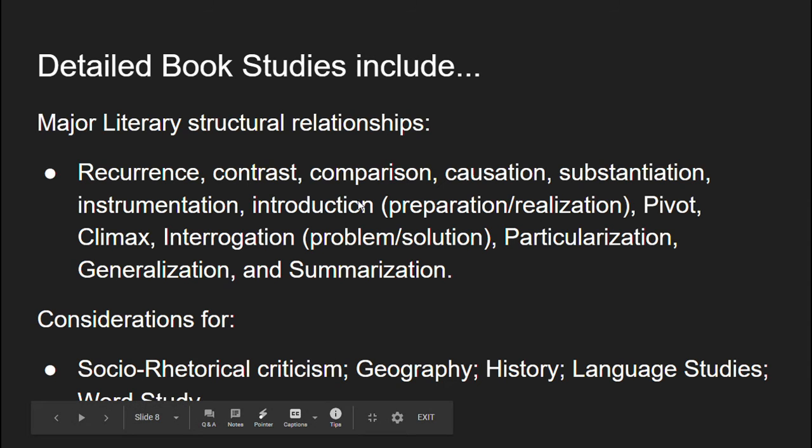Not necessarily the introduction of the book or the letter, but somewhere in the text they're preparing you for something, and then it's revealed later on. Pivot, climax. Where's the climax of the story? Where's the climax of Matthew? Is it when he died and was resurrected?